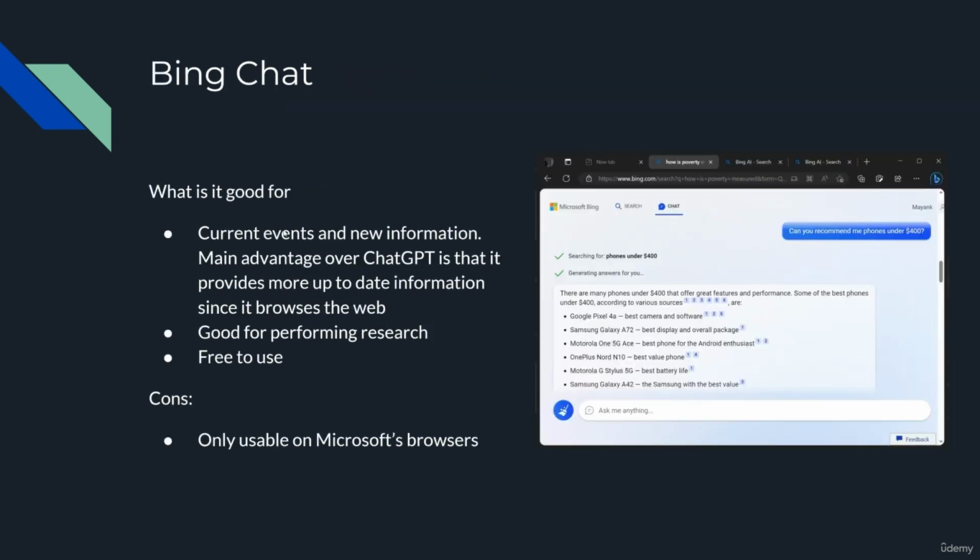So let's go over Bing Chat. First, Bing Chat looks like this. It's good for current events and new information. The main advantage over ChatGPT is that it provides more up-to-date information since it browses the web, which is not offered for free via ChatGPT. It's good for performing research since it has up-to-date information and is free to use. However, the con is that it's only usable on Microsoft browsers, so you have to completely shift over to a new paradigm, which not everybody wants to do.